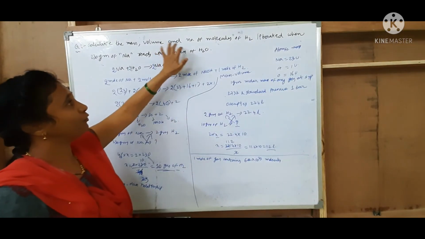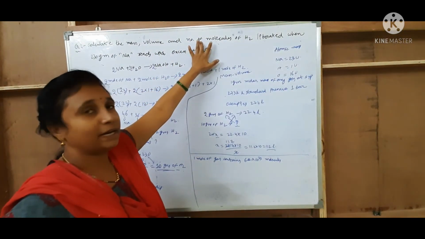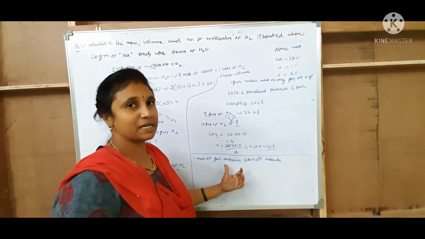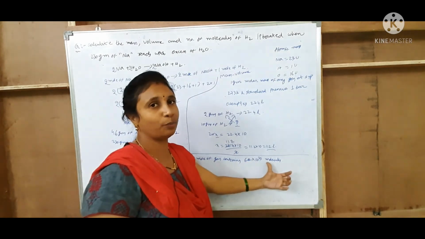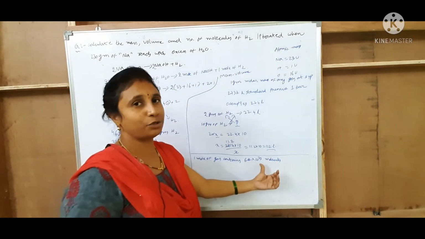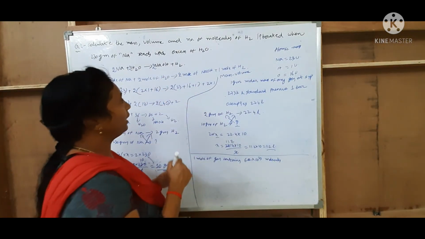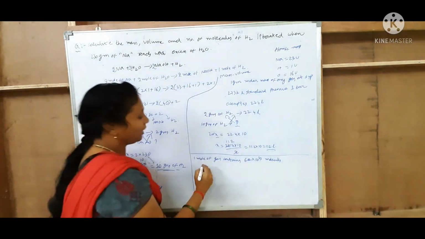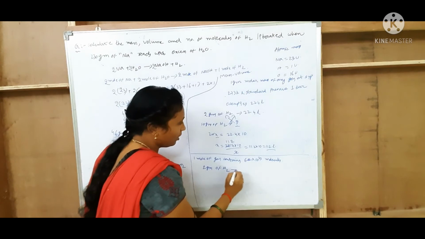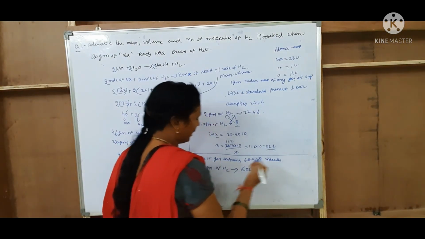The next we have to find out the number of molecules. The number of molecules is the mole relationship. 1 mole of gas contains 6.02 into 10 to the power of 23 molecules. Here how many hydrogens are there? 2 grams of hydrogen contains 6.02 into 10 to the power of 23 molecules.